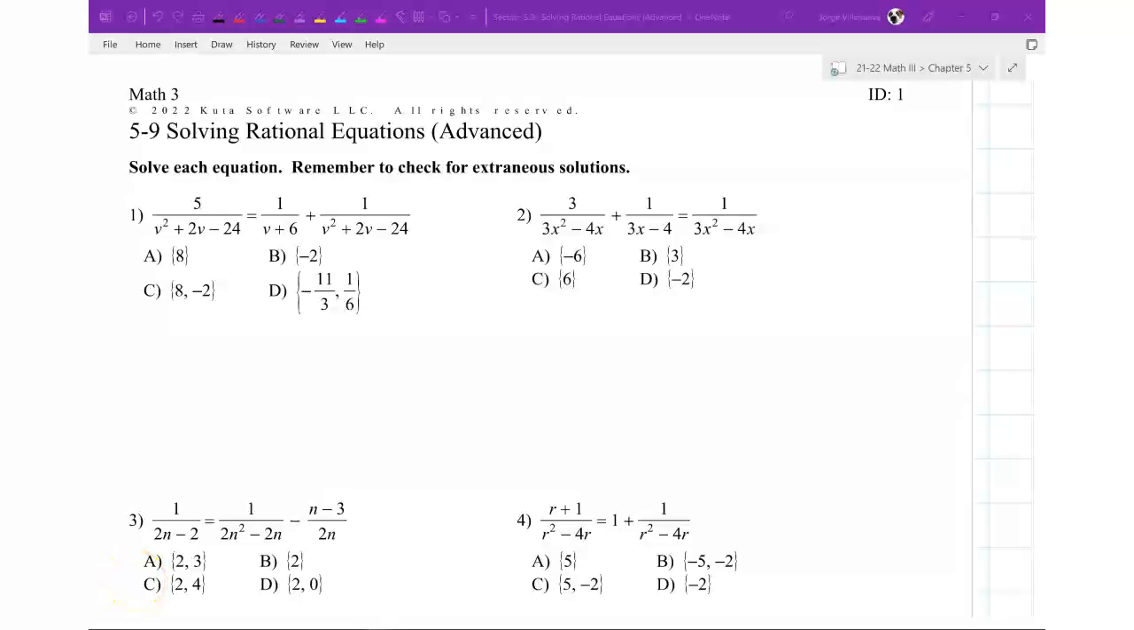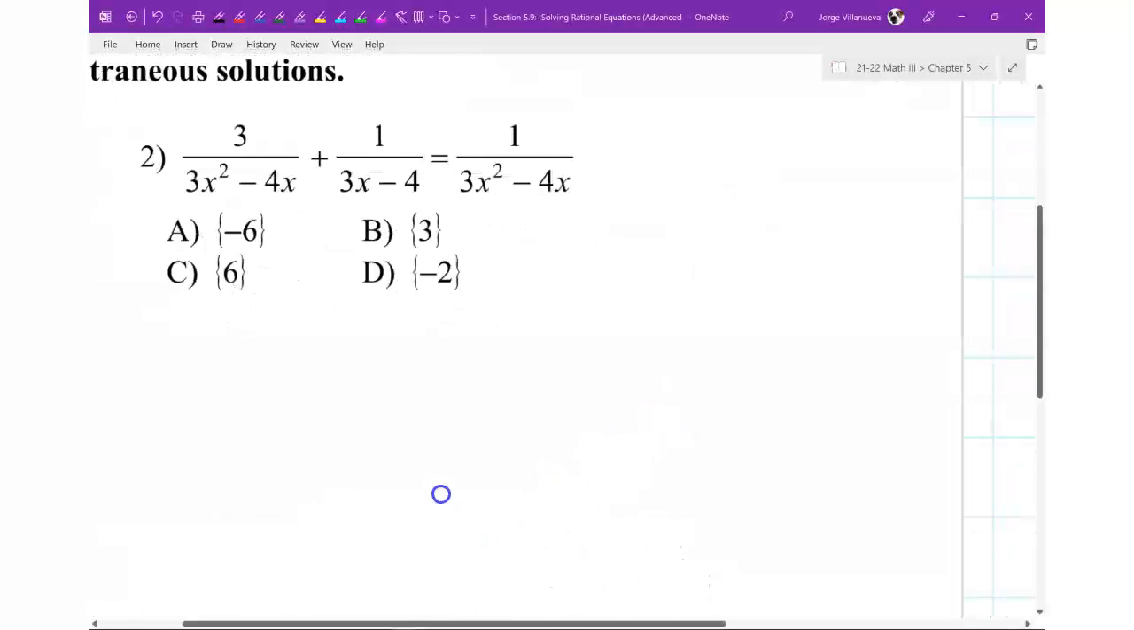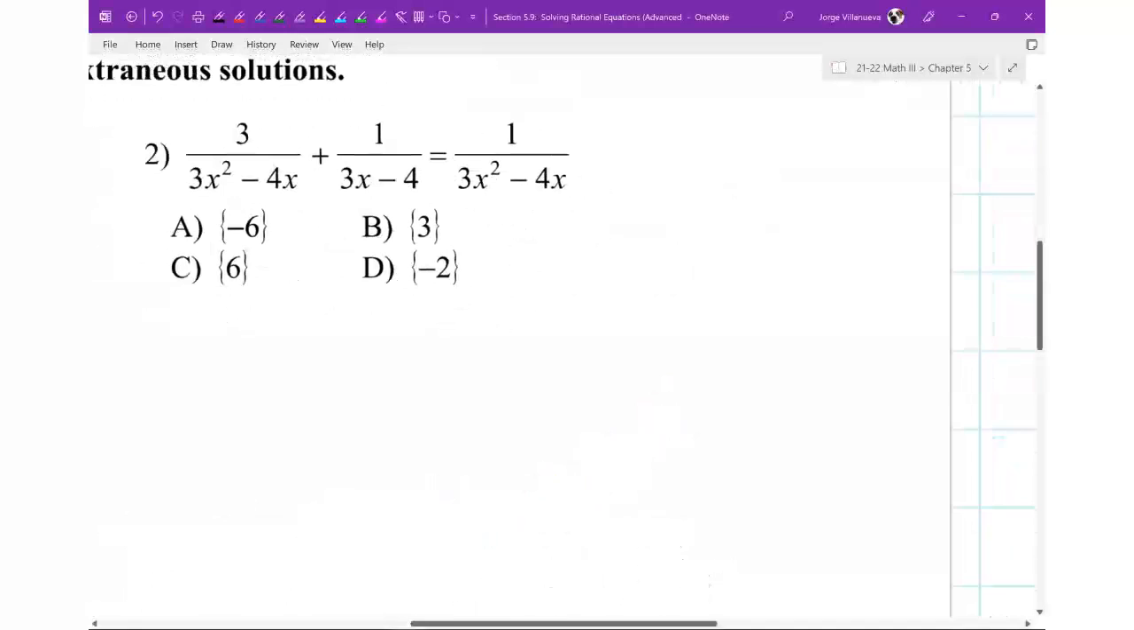All right, so section 5.9, solving rational equations. We call this the advanced section, okay? And the reason why we call it the advanced section is because look at the denominators. Let me show you question number 2. Notice the denominators are no longer just like 4x or x squared. Now we've got expressions, so that becomes a little bit tougher. Not a lot, but a little bit tougher. It does require us to do a lot more work to find our least common denominator.